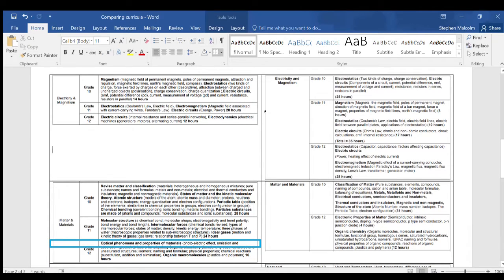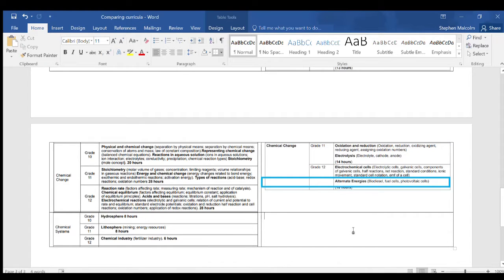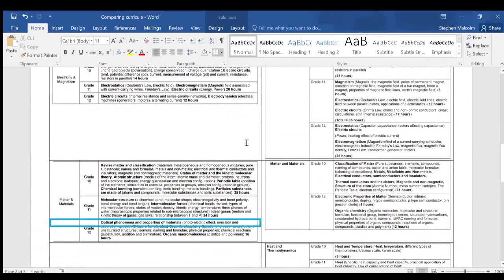And then something that is in the physical sciences that is not in the technical sciences is the optical properties of materials, such as emission spectra, absorption spectra, and particularly looking at the photoelectric effect. Now, in the technical sciences, photovoltaic cells are looked at in alternate energy sources. And that basically is the same content, looking at the photoelectric effect, why some materials will conduct electricity in the presence of light.